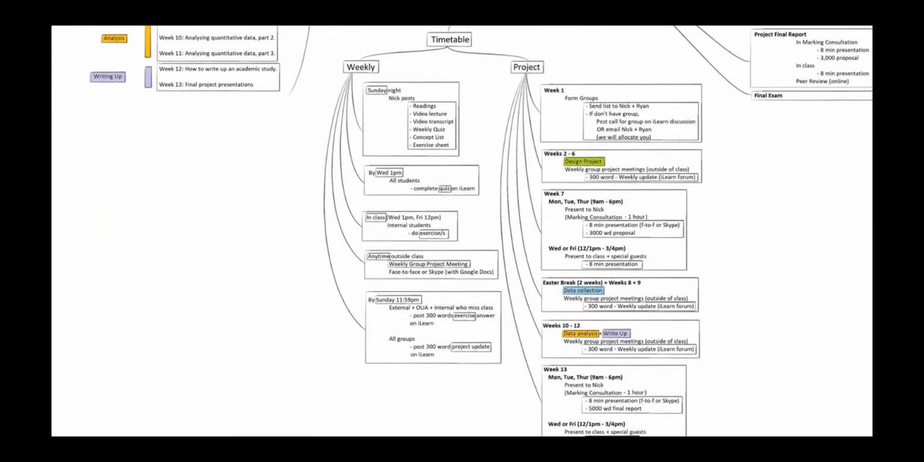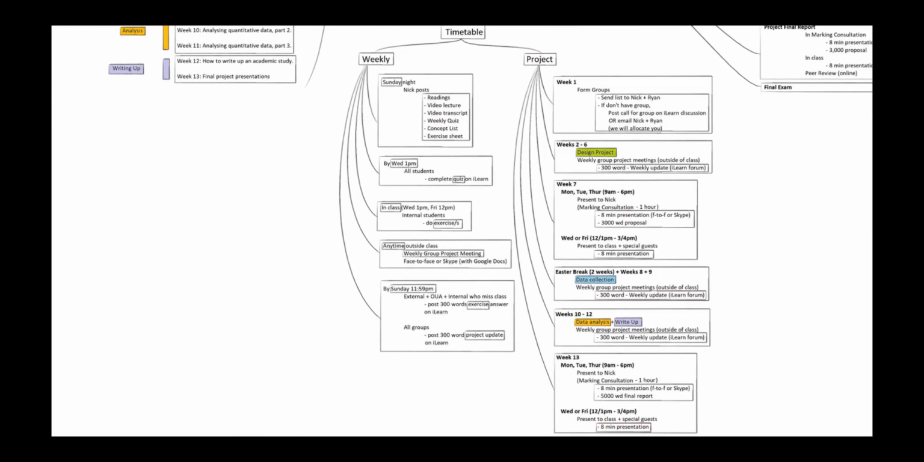The structure of the course. The last bit I want to just run through, and I guess this is actually already clear, is pulling together what we've just said, but instead as a timetable or a timeline. So each week, on a Sunday night, I'm going to post the readings and lecture and transcript and quiz and concept list and exercise sheet. By Wednesday at 1 p.m., I'm going to expect everyone to have completed the quiz on iLearn. In class, then, on Wednesday and Friday, internal students will do the exercises.